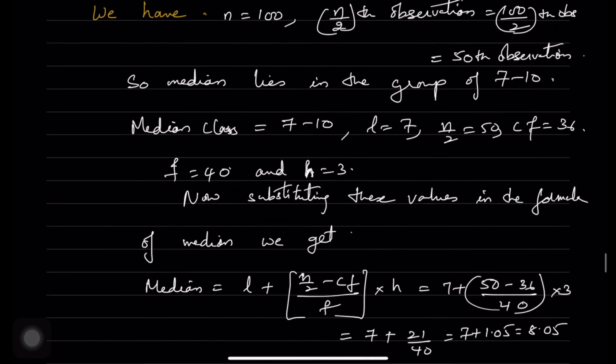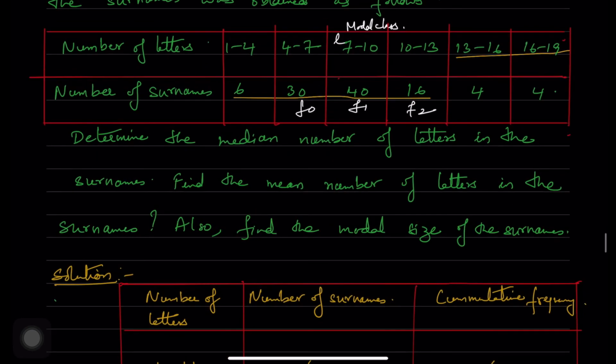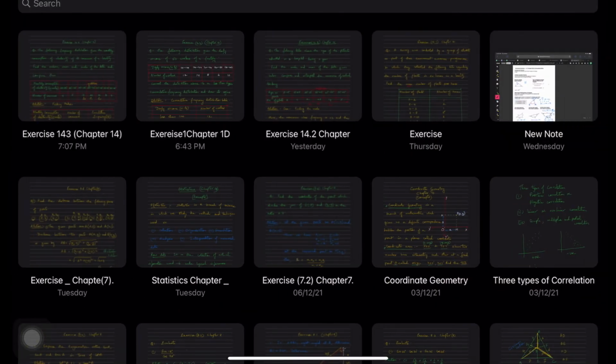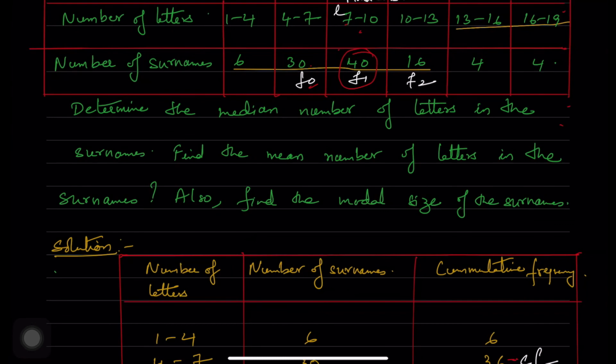Now next, finding the mode. In mode, basically we have to find out which is the maximum frequency, that is F1. This becomes the modal class. So L is 7, F0 is 30 and F2 is 16, and the class width is equal to 3.